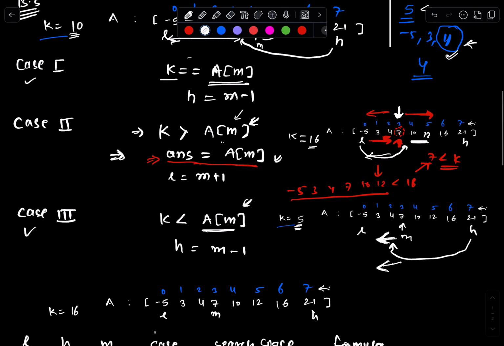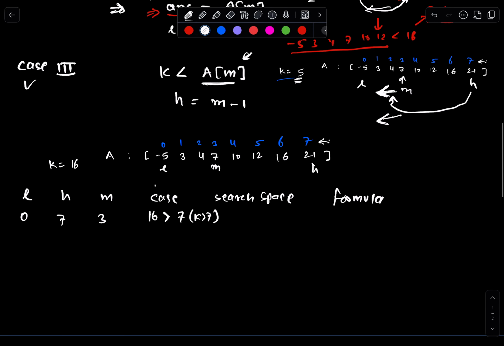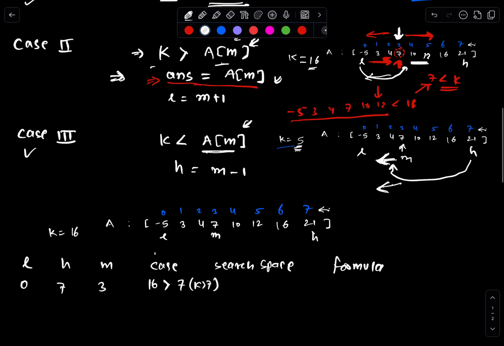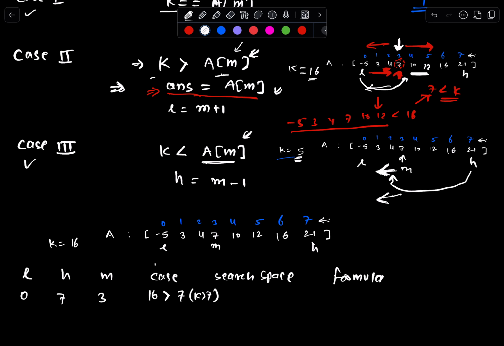If K is greater than 7, if target is greater than 7, then we have to update, okay, we will see the formula. My search space is the right side. So if the search space is the right side, then L is equal to M plus 1, because L will come after the M, and my answer is updated. Answer is equal to A of M.